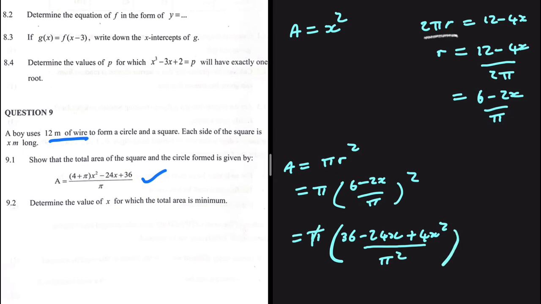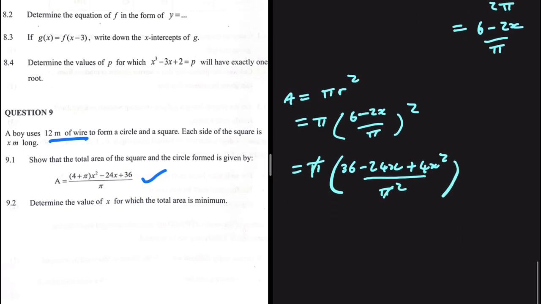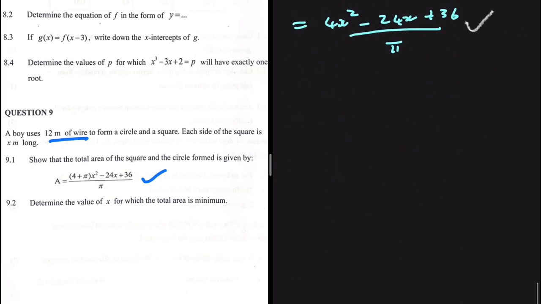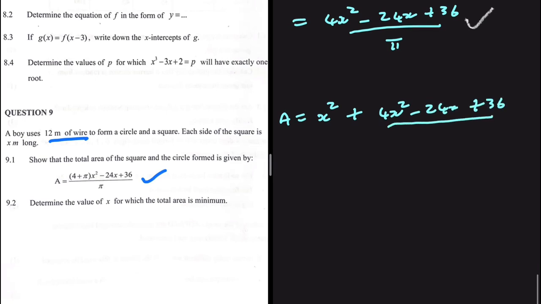We can cancel out pi and pi. So we're going to get 4x squared minus 24x plus 36 divided by pi. This is the area of the circle, and this is the area of the square. We want to find the total area, so we can just easily add those two. We're going to have the area being equal to x squared plus 4x squared minus 24x plus 36 divided by pi.